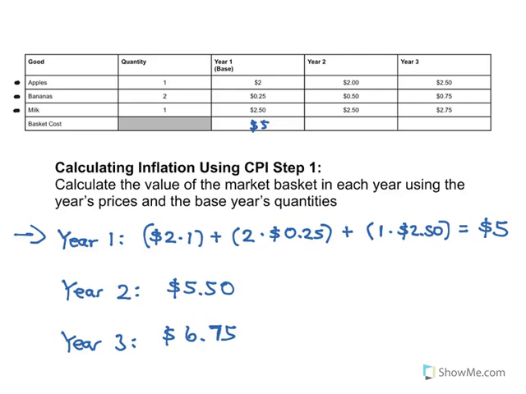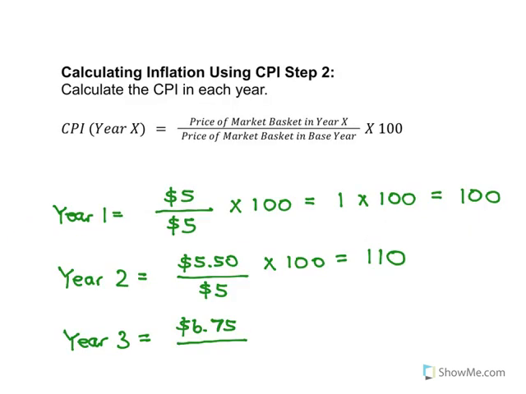Let me just check to make sure that was correct. Yeah, $6.75. And we divide by the cost of the basket in the base year, which was $5. That was year 1's basket total. Year 1's the base year. Multiply that result times 100, and that gives us a CPI of 135. And so the question is, well, what does that mean?